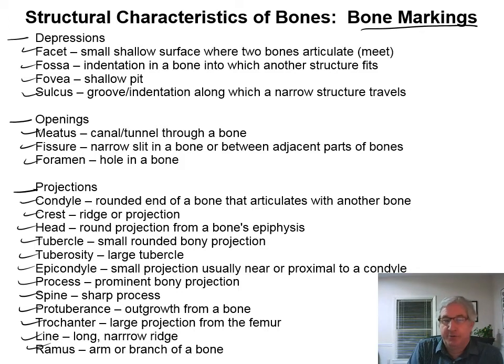And then on to projections. We're going to talk about condyles. That's a rounded end of a bone that articulates with another bone. We're going to talk about the condyles of the femur. The femur is your thigh bone. We're going to talk about crests, which are ridges or projections.